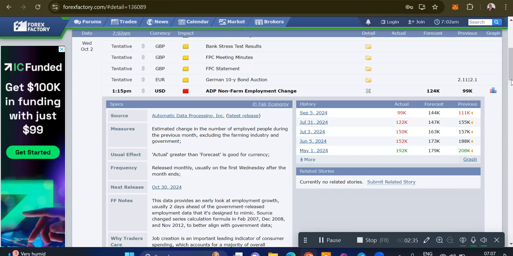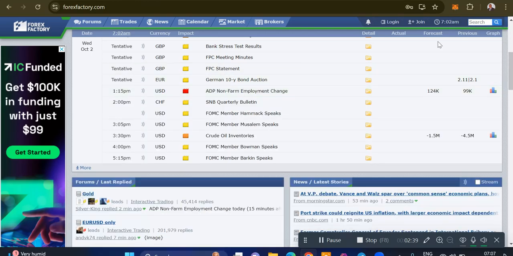For every release, there is a forecast, which is what economists think it should be. The previous is 99K, so they are expecting an increase in the employment change. There are also what we call non-farm payrolls, which is major news.